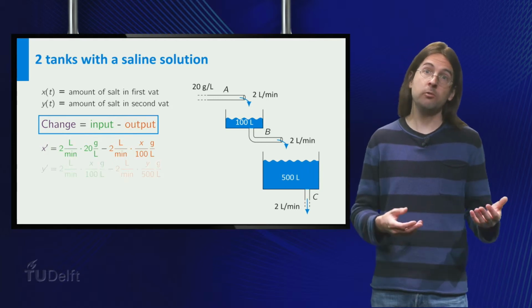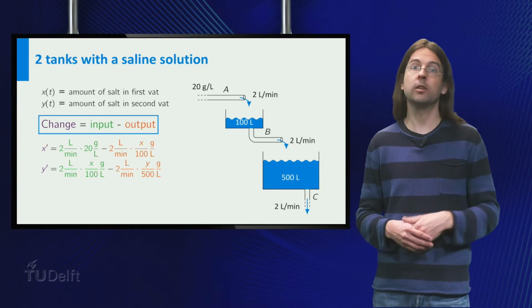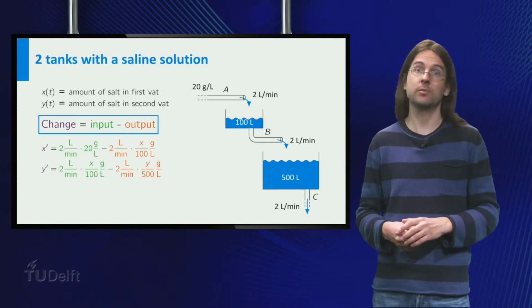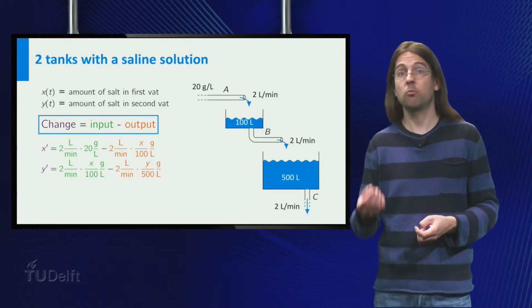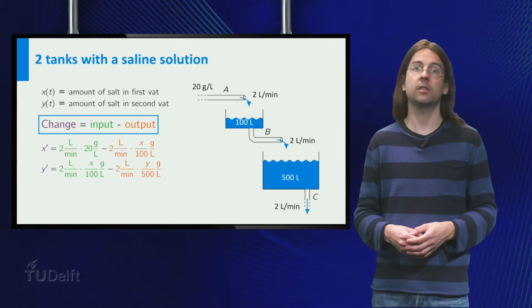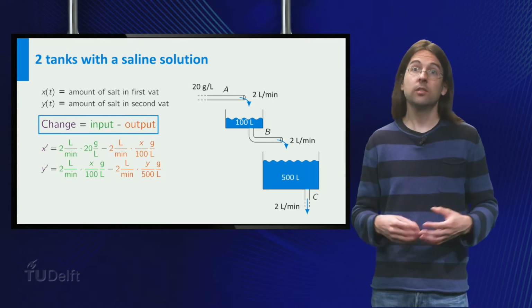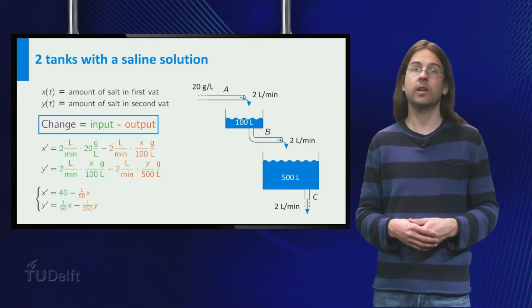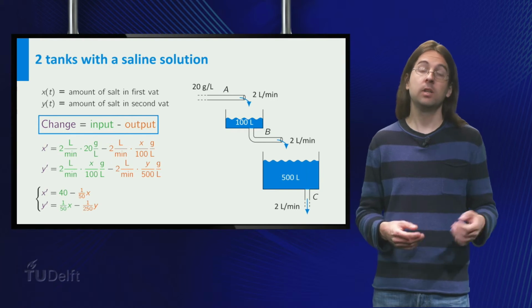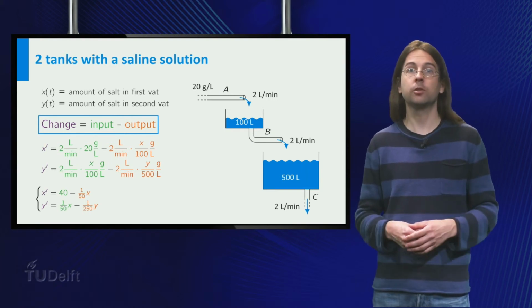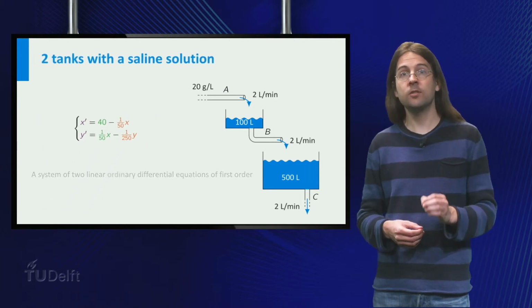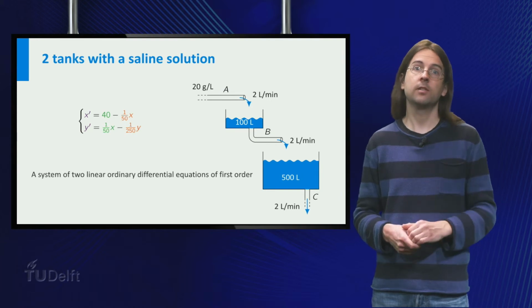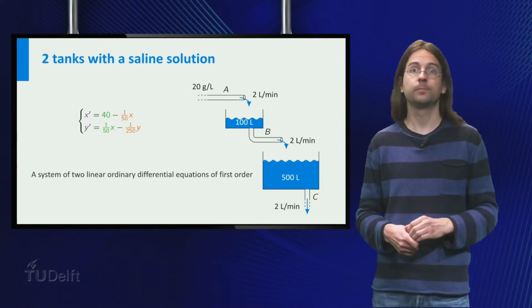Similarly, y prime equals input 2 liters per minute times x over 100 grams per liter minus output 2 liters per minute times y over 500 grams per liter. Thus, we obtain the two differential equations x prime equals 40 minus x over 50 and y prime equals x over 50 minus y over 250. This is an example of a system of two linear ordinary differential equations of first order.